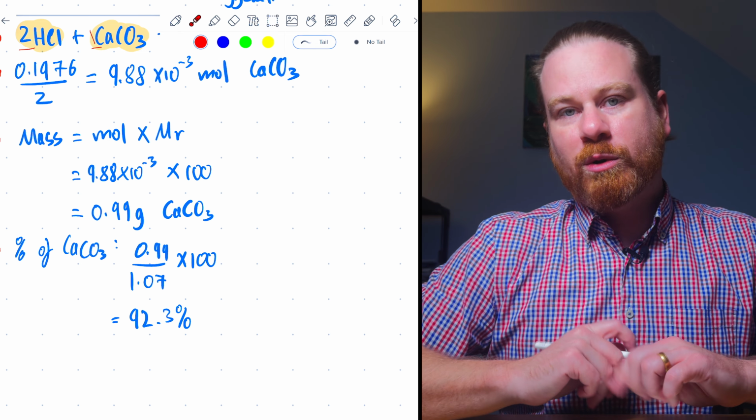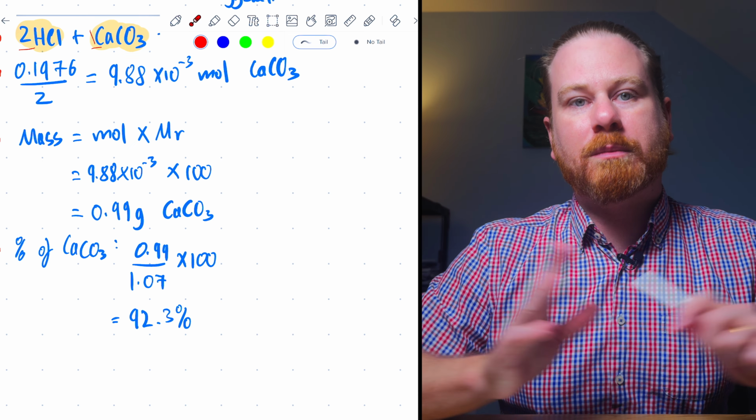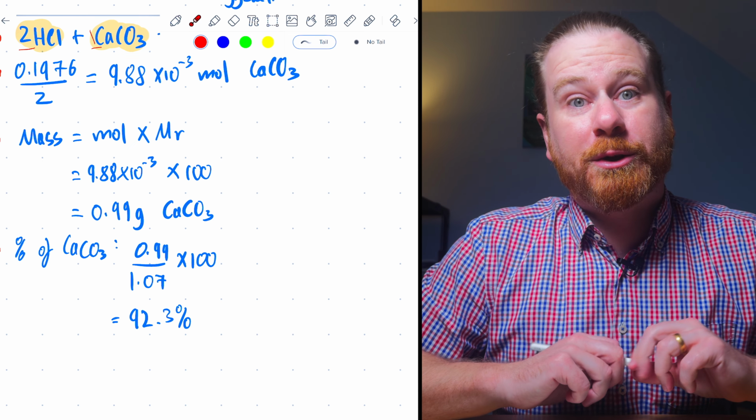So there we go. That is an example of a back titration, and you can use that for your IA if you want. And it's a really lovely experiment to do as well.